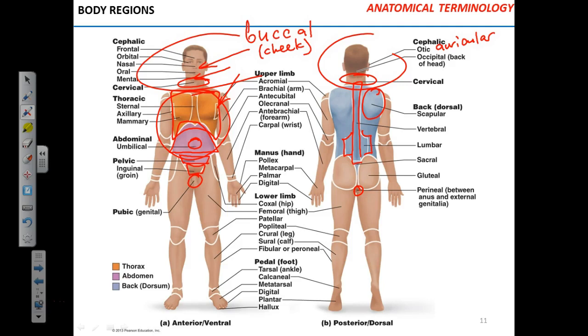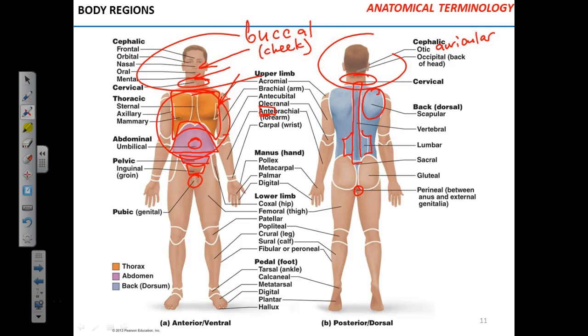Now, upper limbs, deltoid, everybody knows that. Brachial, antebrachial. Now, ante means before, in front. So before brachial, antebrachial region. Does that make sense so far?